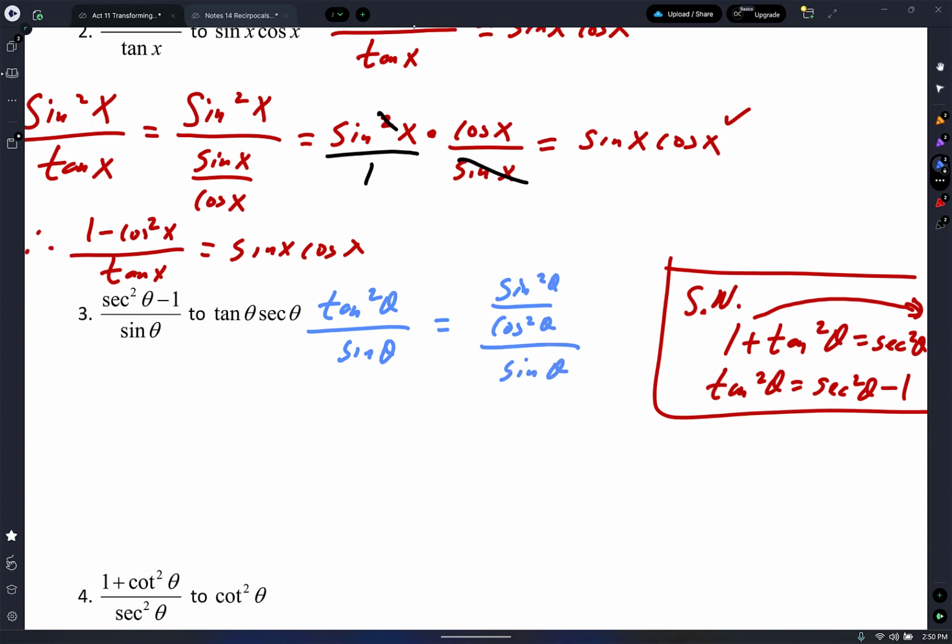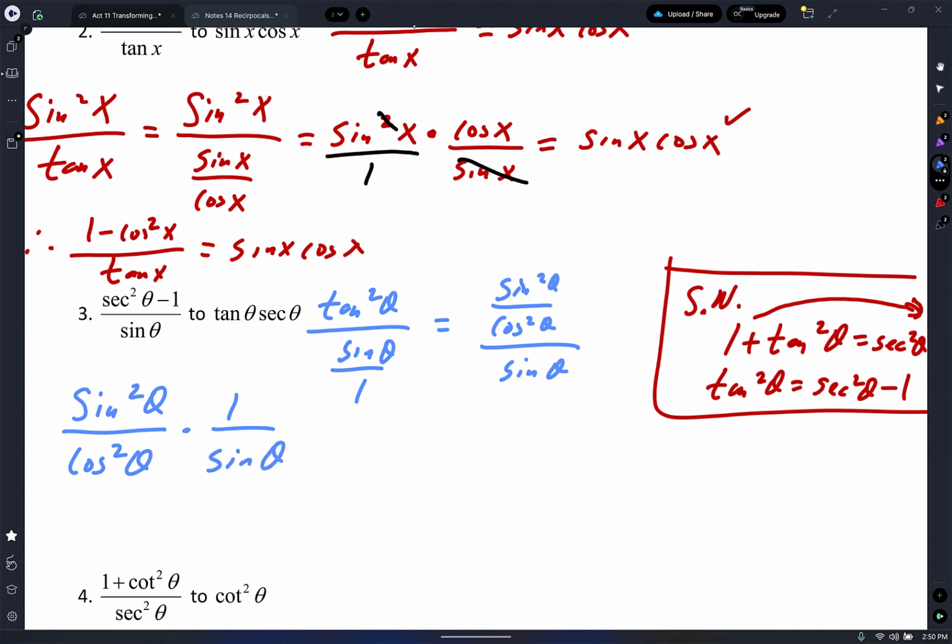I'm about to do keep, change, flip. Keep, what am I keeping? I'm keeping the tan squared, so I'm going to keep the sine squared theta over cosine squared theta, that's my tan squared, times, keep, change, flip, that's like sine theta over 1, times 1 over sine theta.